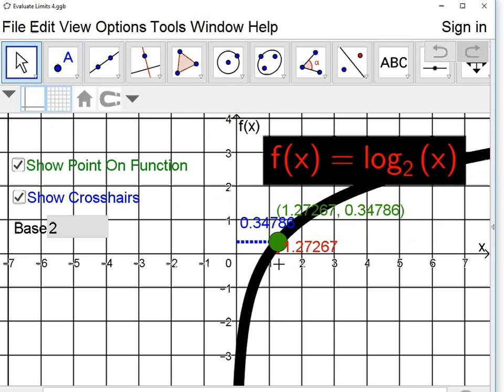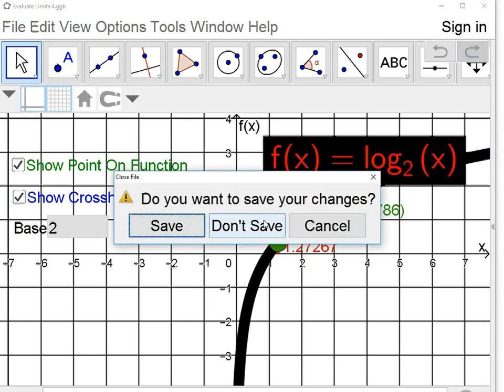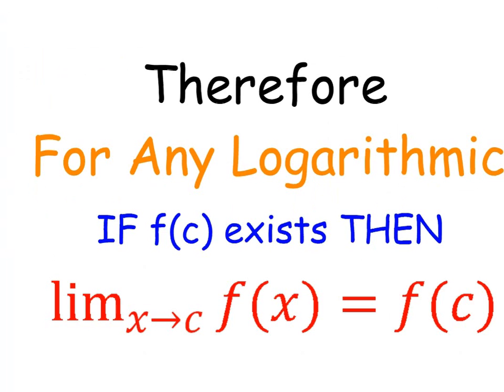There's nowhere to put a point on the graph. So keep that in mind. The function value has to exist in order for the limit to exist for a logarithmic function. So therefore, for any logarithmic function, if the function value exists, if f of c exists, then the limit as x approaches c of f of x is equal to f of c. In other words, just plug it in. Whatever you get is going to give you your limit.